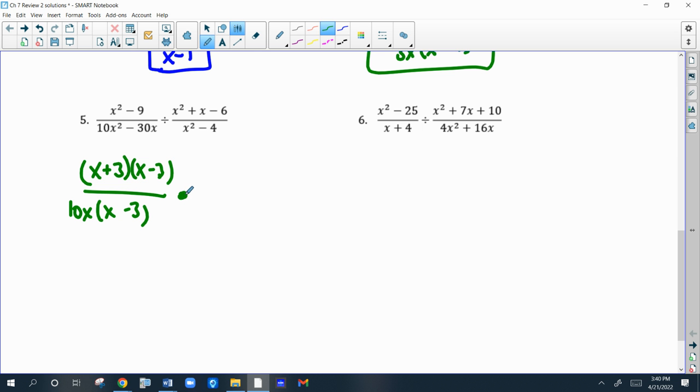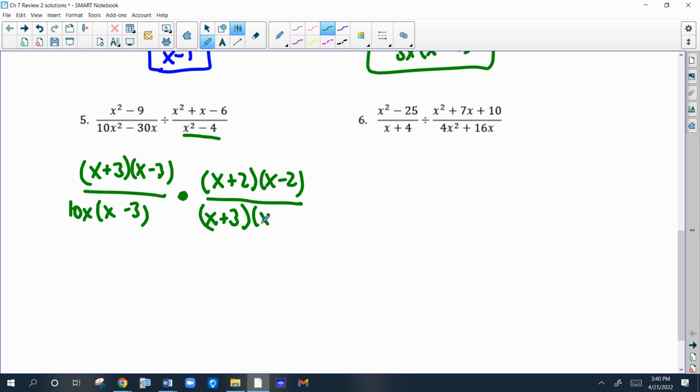Now we're going to change this to a times. So I'm going to flip this. So the x squared minus 4 is on top. I'm going to factor it. It's a difference of squares, x plus 2, x minus 2. So that was factors of that, but I flipped it. And then for the x squared plus x minus 6, which is now on the bottom, the factors would be x plus 3, x minus 2.